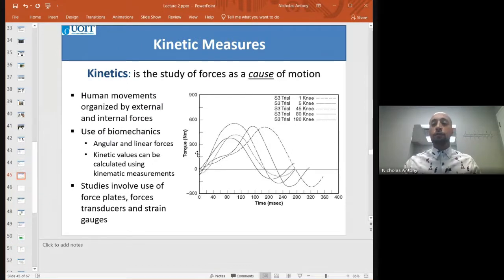Kinetics are measuring forces. So it involves external things like force plates, force transducers, strain gauges, things that evaluate the actual amount of force put on the body or on external objects. Have you guys used force plates in biomechanics? Hopefully this is all a review.